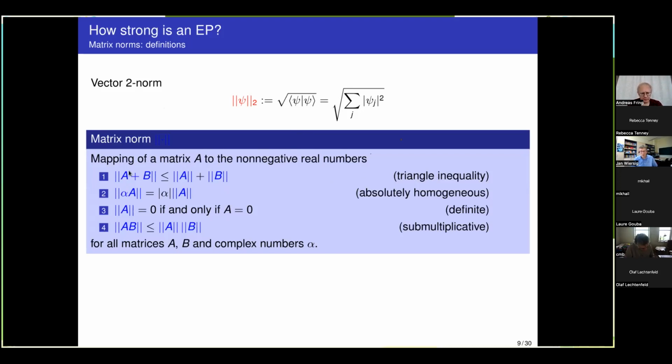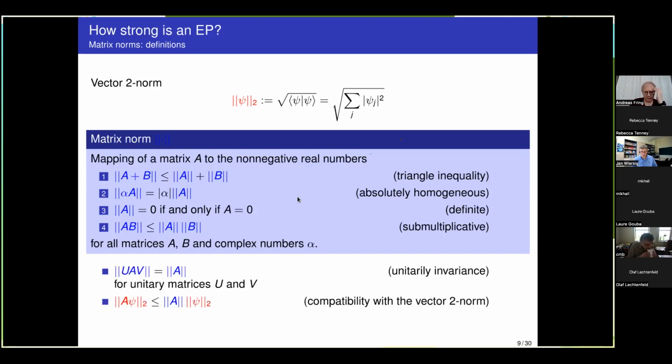There are certain properties, for instance the triangle inequality, which tells you that the matrix norm of a sum of 2 matrices is smaller or equal than the sum of the norms of the individual matrices. We also have the absolute homogeneity property, the definiteness property, and what is not known from vector norms is submultiplicativity, saying that the norm of the product of 2 operators is smaller than the product of the norms of the individual operators.